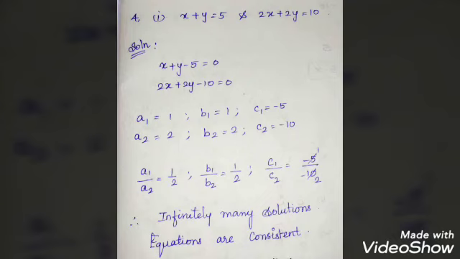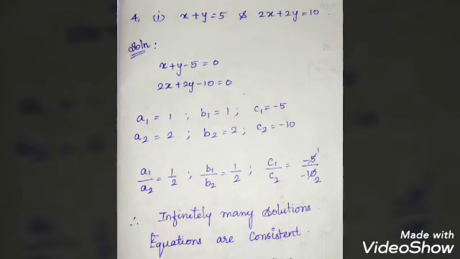Your first subdivision, x plus y equal to 5 and 2x plus 2y equal to 10, right? This is our pair of linear equations. So we have to find out the a1, b1, c1 and a2, b2, c2 because we have to check consistent or inconsistent. For that we have to find out the ratios. So a1 is 1, b1 equal to 1 and c1 equal to minus 5 from the first equation, a2 equal to 2, b2 equal to 2 and c2 equal to minus 10.